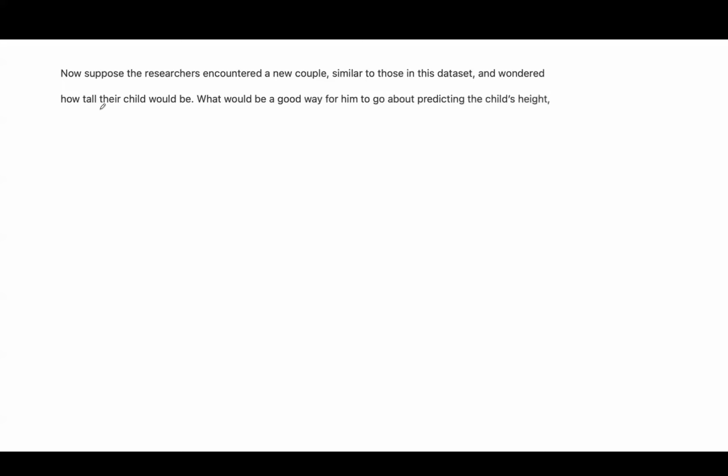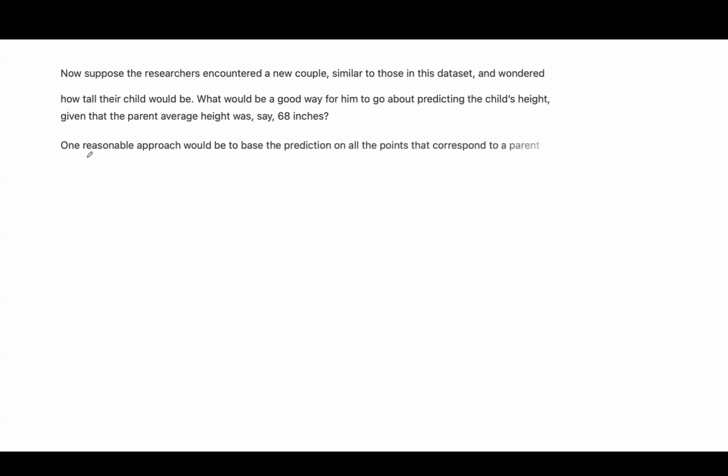Suppose the researchers encountered a new couple similar to those in the data set, and they wanted to know how tall their child would be. What would be a good way for them to go about predicting the child's height, given that the parent average height was, say, 68 inches? One reasonable approach is to base the prediction on all the points that correspond to a parent average height of around 68 inches. The prediction equals the average child's height calculated from those points.